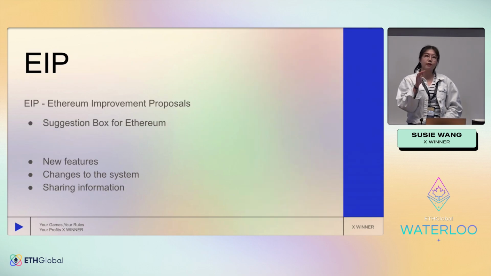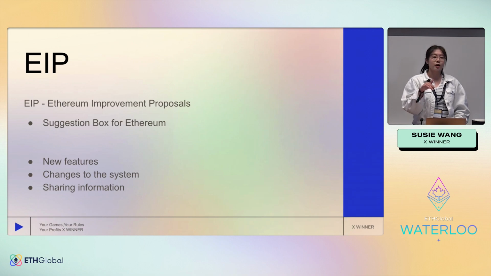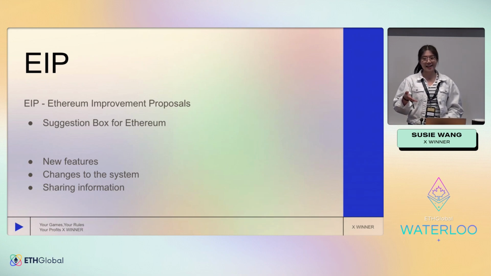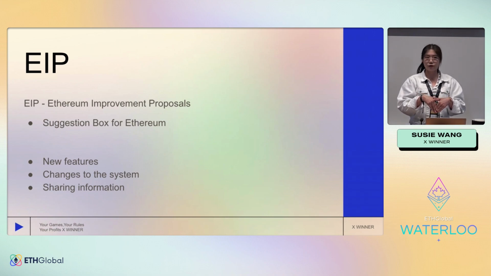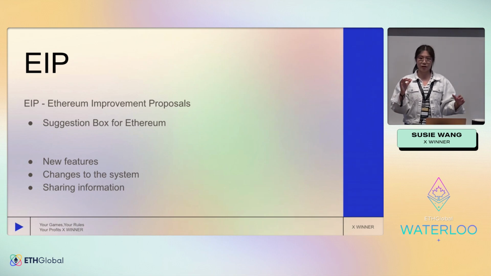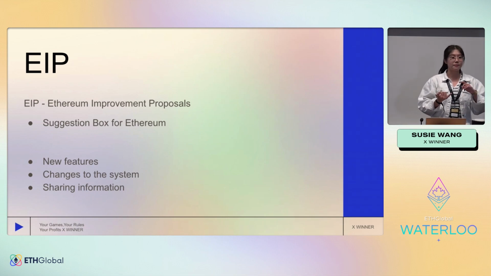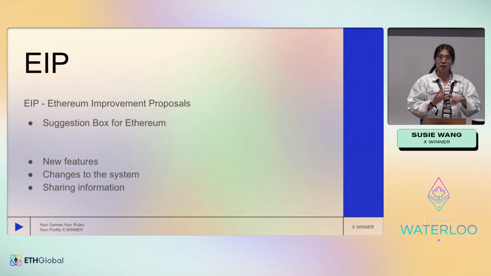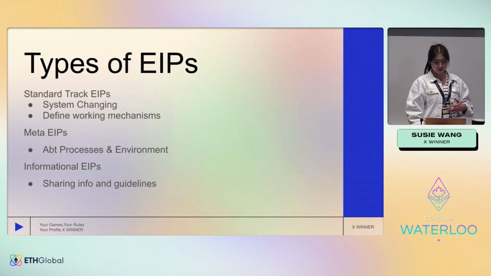Before we dive into ERC token standards, we need to know a little bit more about EIP. EIP stands for Ethereum Improvement Proposals. An analogy is that it's a suggestion box for the Ethereum blockchain. If you have a cool idea for Ethereum, either new features, changes to the system, or just sharing information, you can definitely raise an EIP.